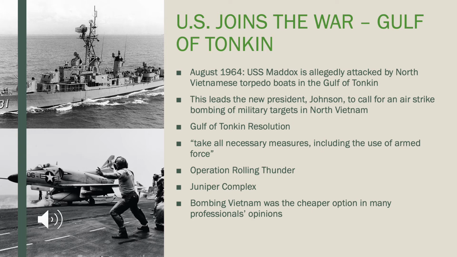In August of 1964, the USS Maddox is allegedly attacked by North Vietnamese torpedo boats in the Gulf of Tonkin. This is actually later disputed, but as a result of thinking that it actually happened, Johnson, who takes over for Kennedy, calls an airstrike bombing of military targets in North Vietnam. And Congress passes the Gulf of Tonkin resolution, which authorizes the president to take all necessary measures, including the use of armed force, against any aggressor in the conflict that is happening in Vietnam.